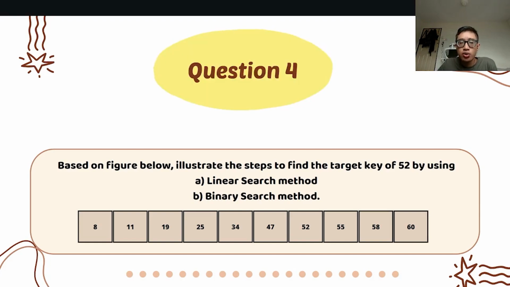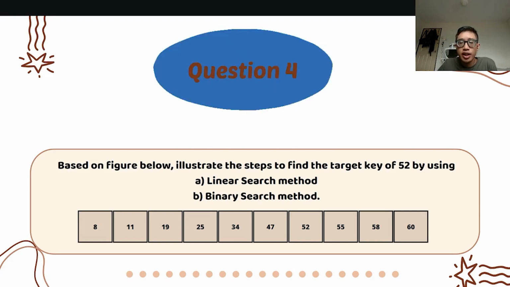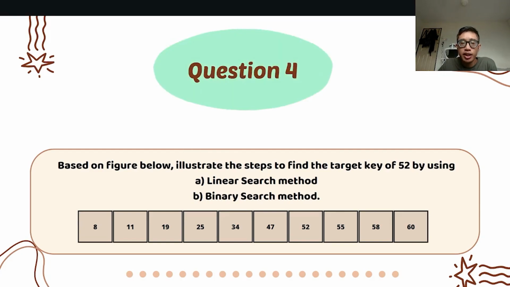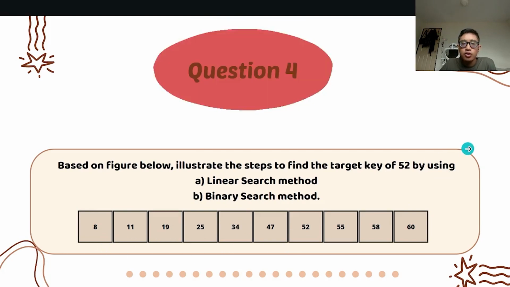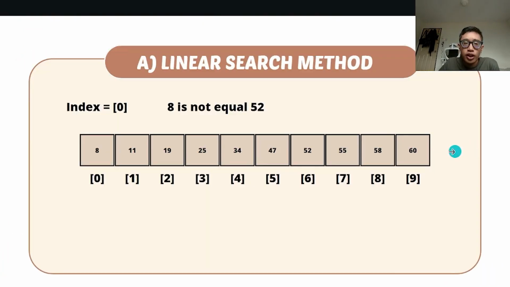Now I will show you how to solve question number 4. The question asks to illustrate the steps to find the target key of 52 by using A. the linear search method and B. the binary search method, using the table given. So we need to answer question A first, which is the linear search method.